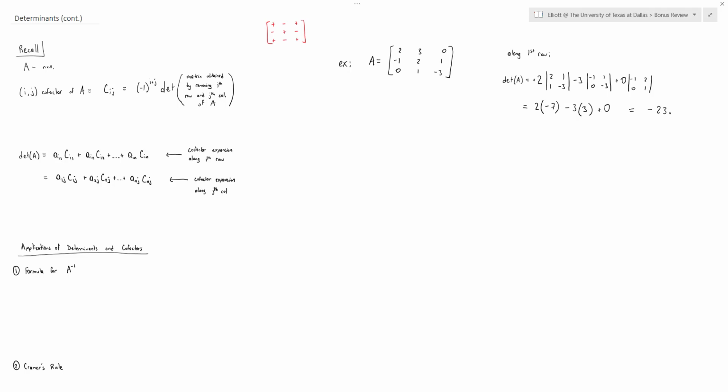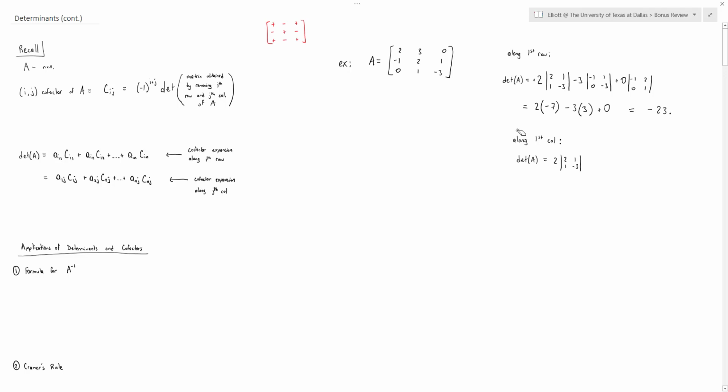And then just as one more example, to emphasize that you can choose any row or any column to do this, let's say that we choose to expand along the first column instead of the first row. So I would take each entry in the first column now, starting with the 2. So we're going to have a plus 2 times, then again you cross out the row and the column containing that 2, take what's left in your matrix.